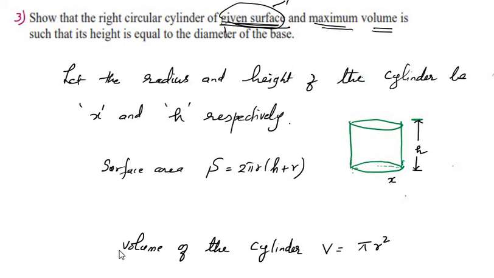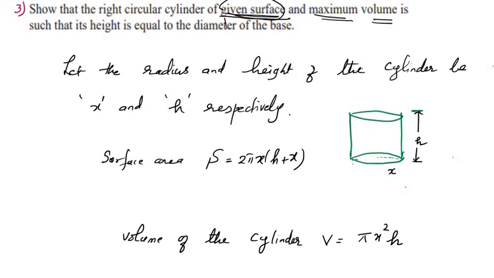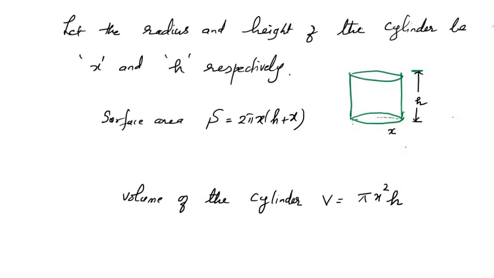Pi r square h. Here the radius I have taken as x. Therefore here also I can write this as 2 pi x into h plus x. And this is pi x square into h, I can write. Pi r square h, since I have taken the radius as x, pi x square h. See here, the function to be maximized is in terms of two variables.